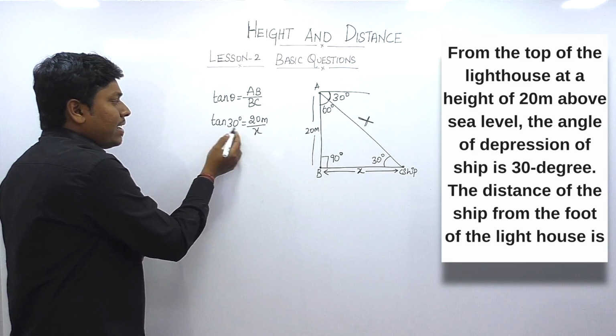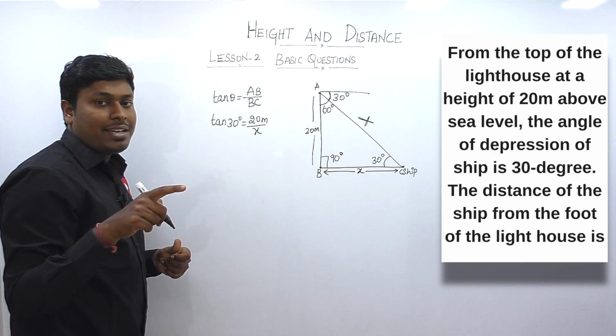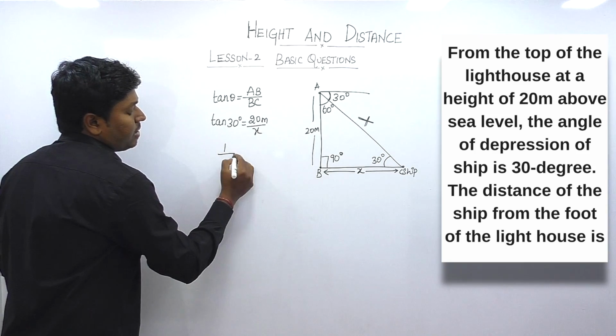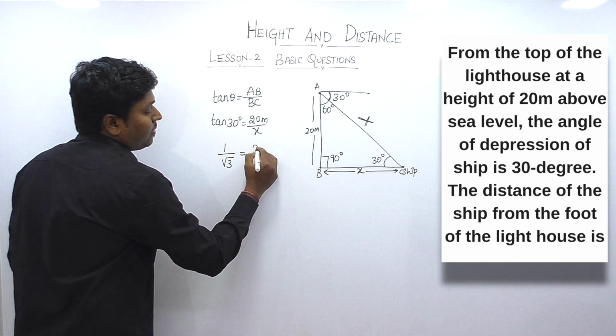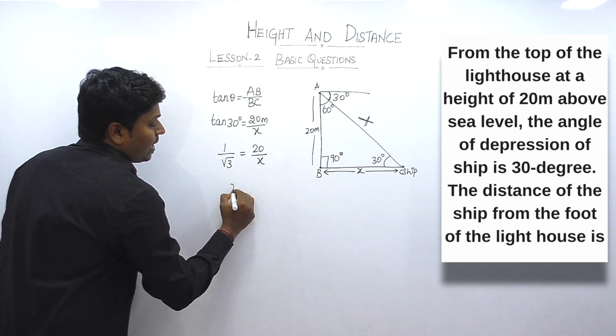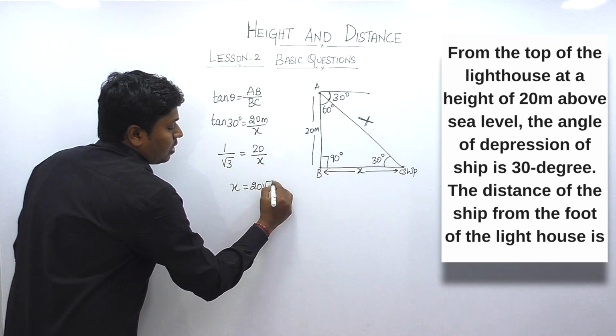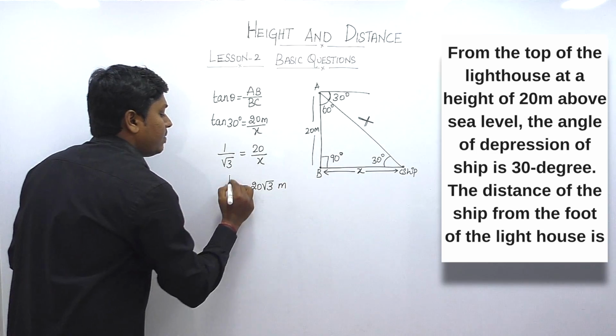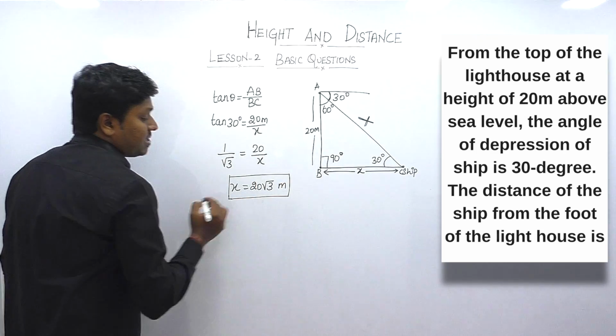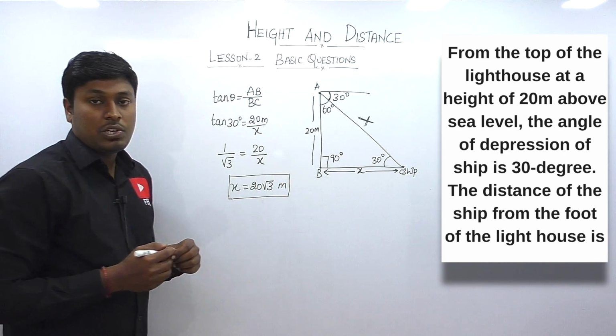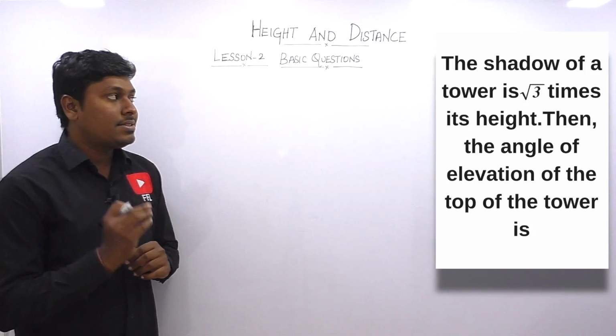So tan 30 degree, according to trigonometrical ratio, will be 1 by root 3. So this can be written as 1 by root 3 is equal to 20 by x. So x is equal to 20 root 3 meter. So finally we got the distance, that is from the ship to the foot of the lighthouse, is 20 root 3 meter.